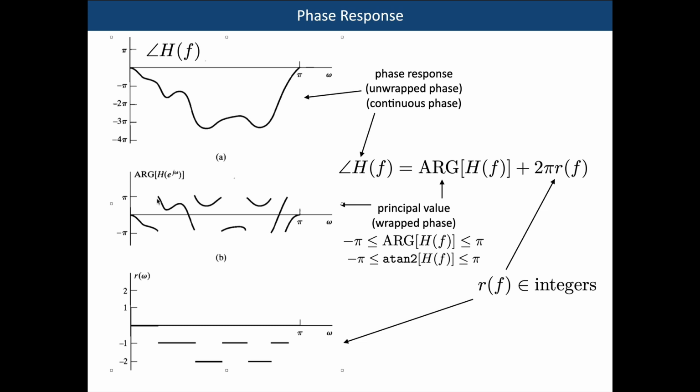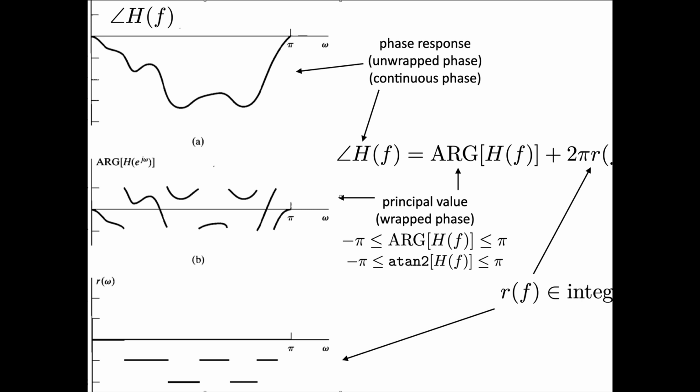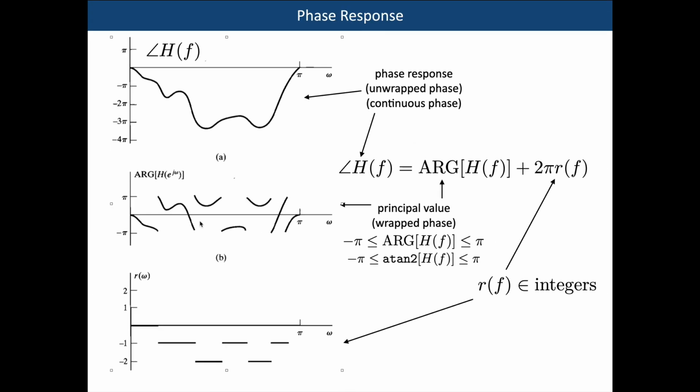And when we detect a jump, we can add or subtract an integer multiple of 2 pi to try and discover a function that appears to be more continuous. Sometimes we call this the continuous phase or the unwrapped phase. And again, on a computer, you can engage in a process called phase unwrapping that takes us from the principal value of phase, or the wrapped phase, and returns the continuous phase, or the unwrapped phase.